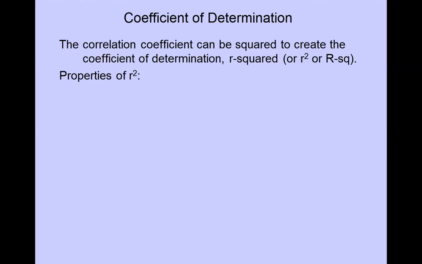The coefficient of determination. The correlation coefficient R can be squared to create what is known as the coefficient of determination, or the R squared value. There are several properties of R squared. Number one, the value of R squared, when you don't make it a percentage, but you keep it as the decimal number, is going to be between 0 and 1.